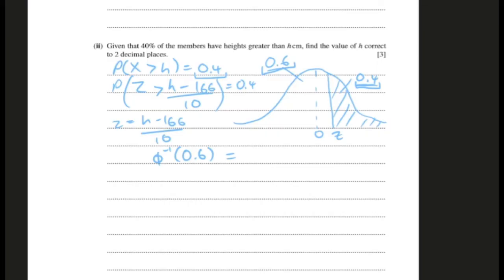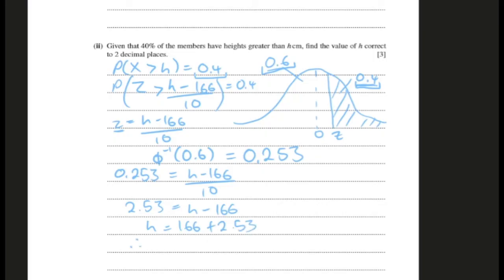0.253. Now we can substitute z over here and solve for h. So we have 0.253 is equal to (h minus 166) over 10, which becomes 2.53 is equal to h minus 166, so h is equal to 166 plus 2.53. Therefore, h is equal to 168.53. That's our final answer.